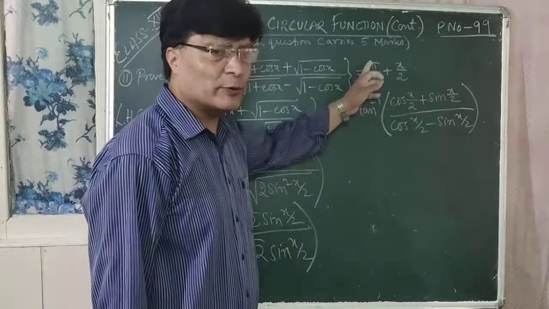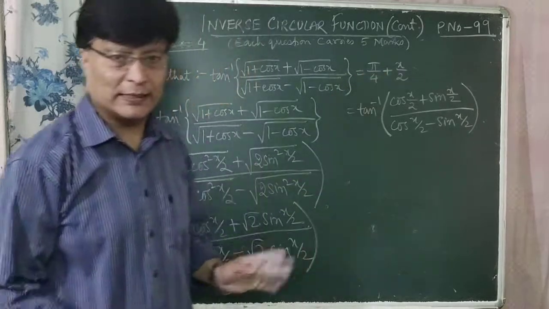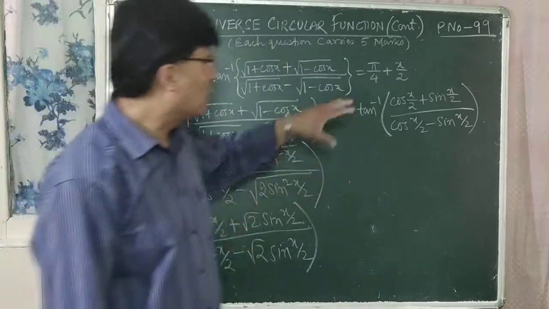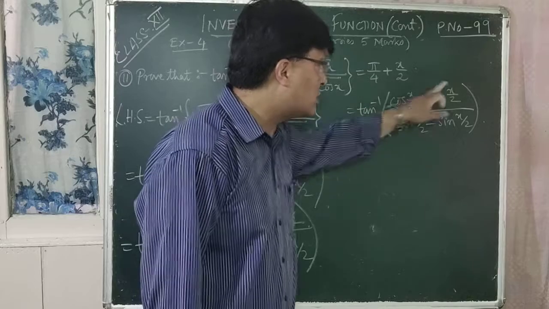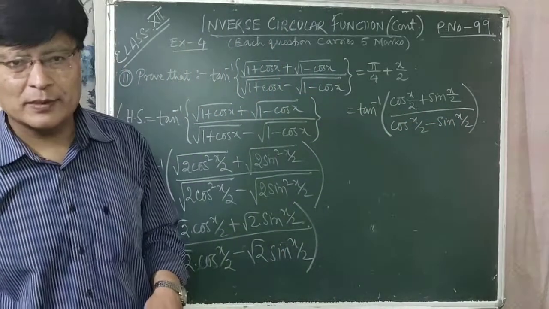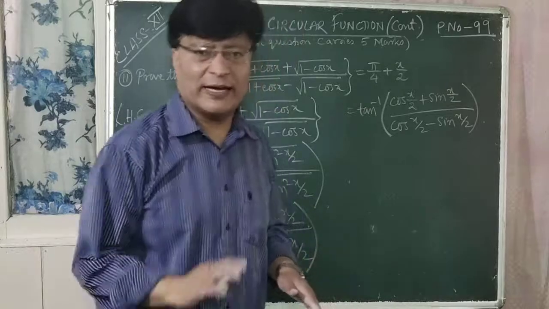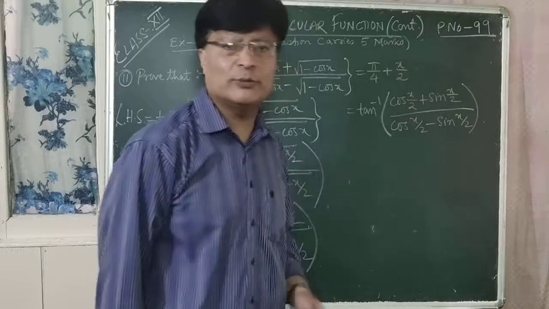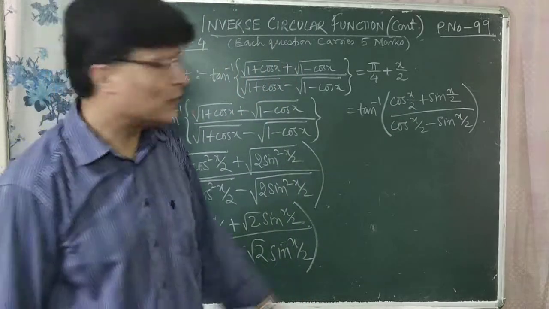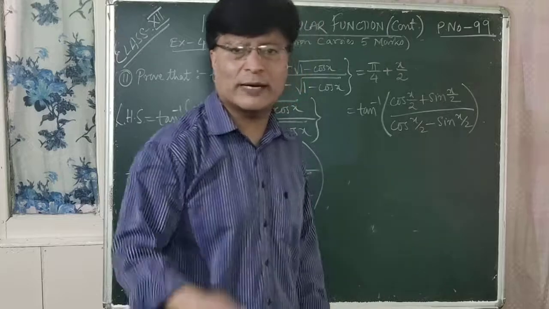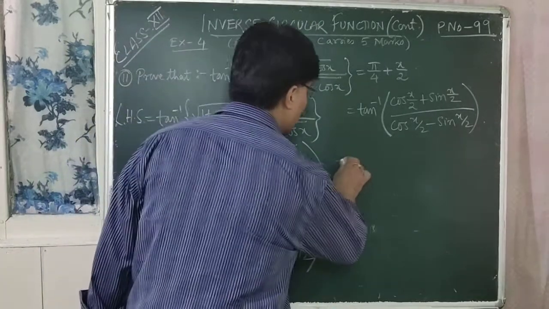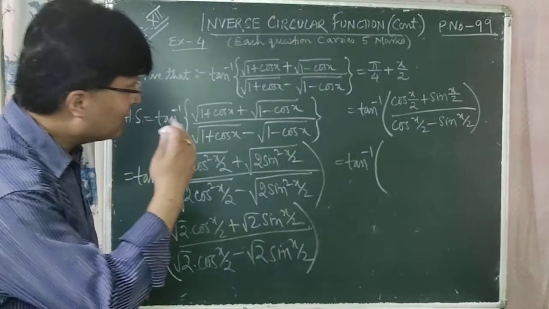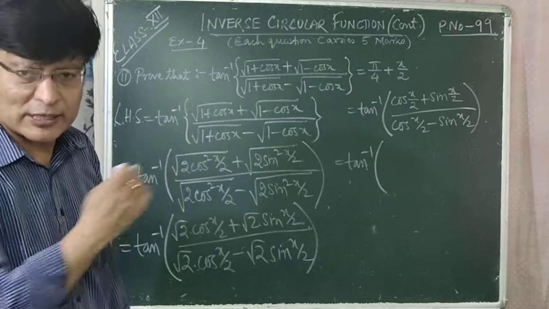But in this case you have to prove pi by 4 plus x by 2 only. So this tan inverse, cos, sin all are eliminated, isn't it? So since this is tan inverse, you should convert this fraction in terms of tan. By which trigonometrical ratio will you divide both numerator and the denominator to get tan x by 2? You should divide both numerator and the denominator by cos x by 2, isn't it? So directly I am writing it here. We are dividing both the numerator and the denominator by cos x by 2, isn't it?